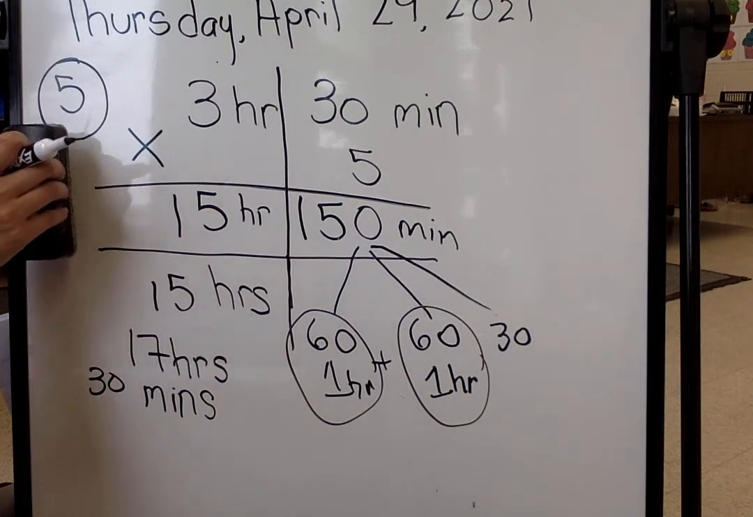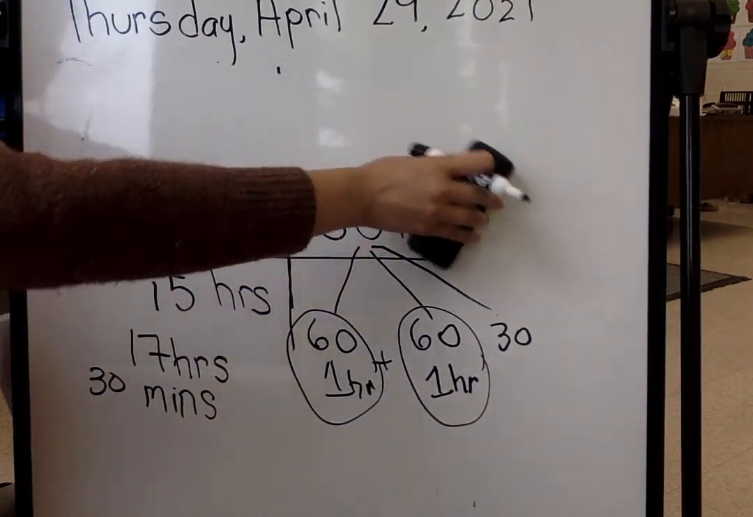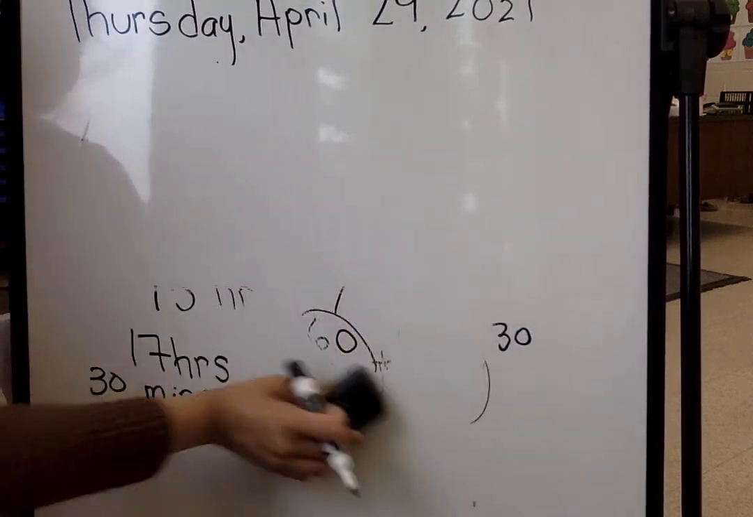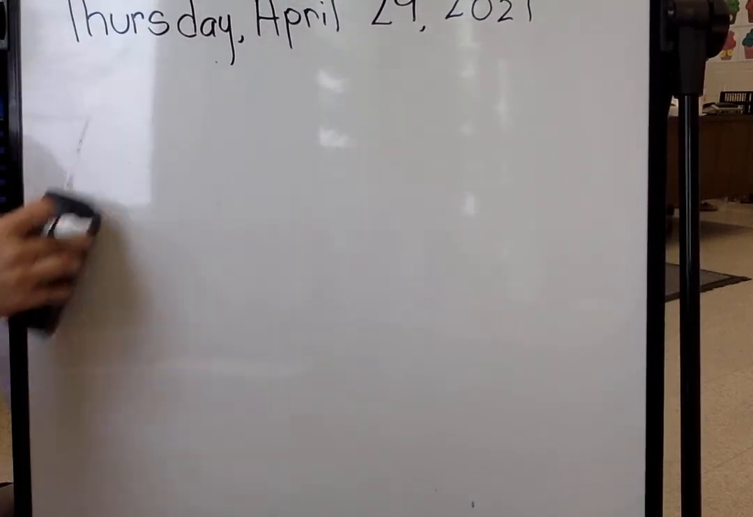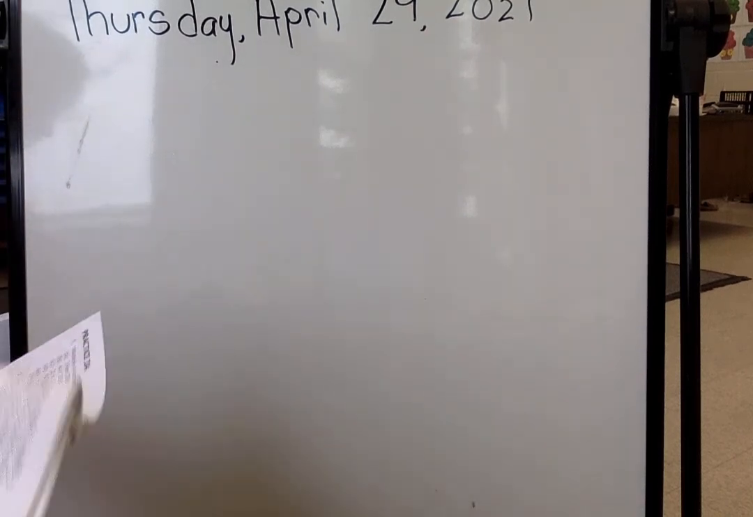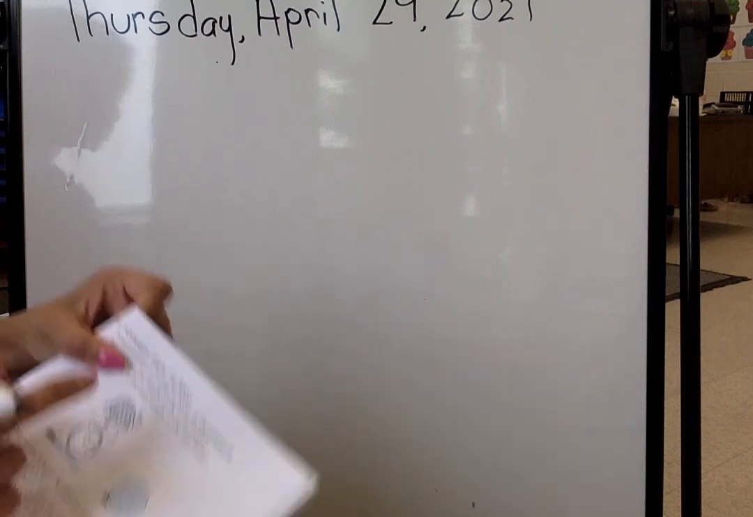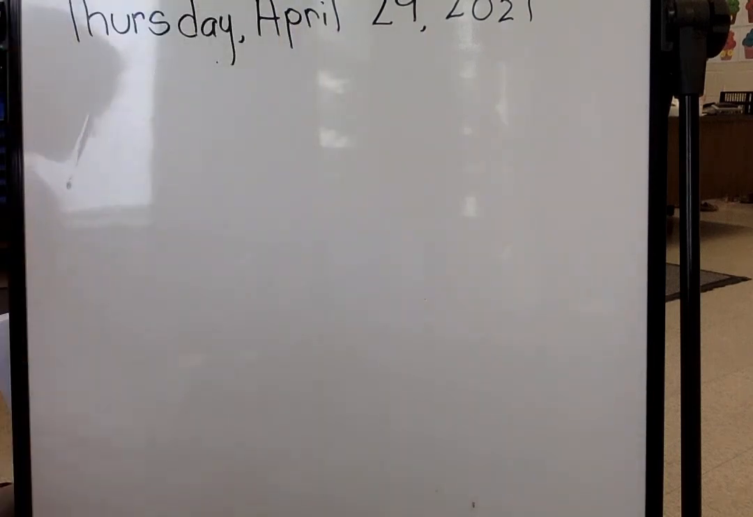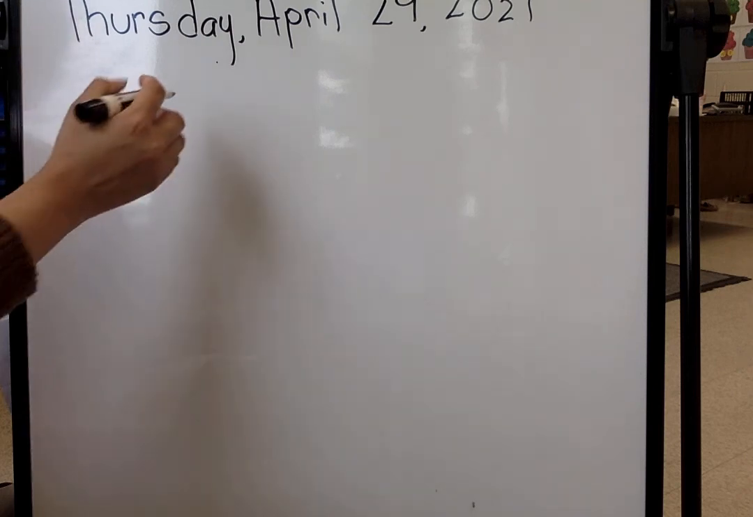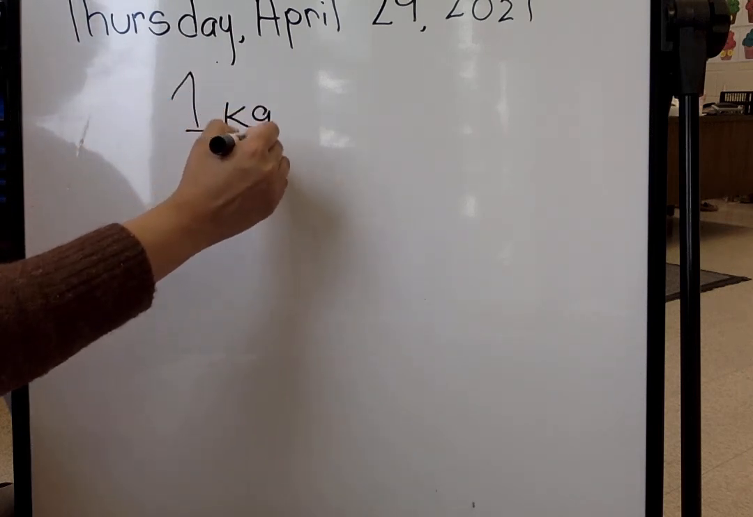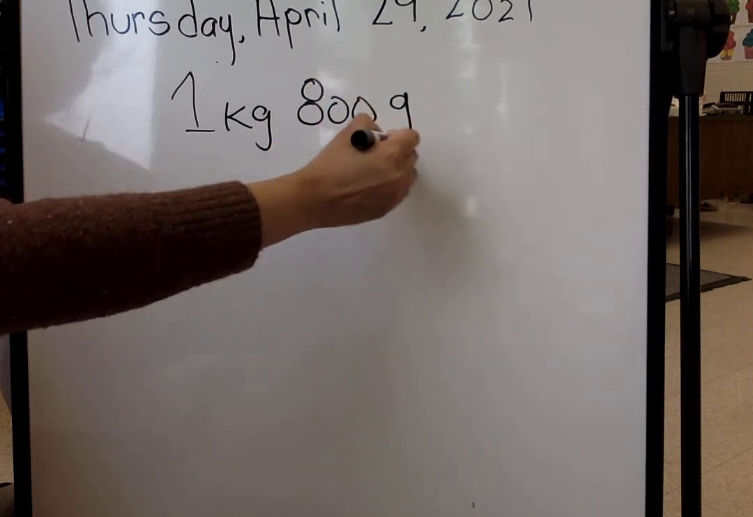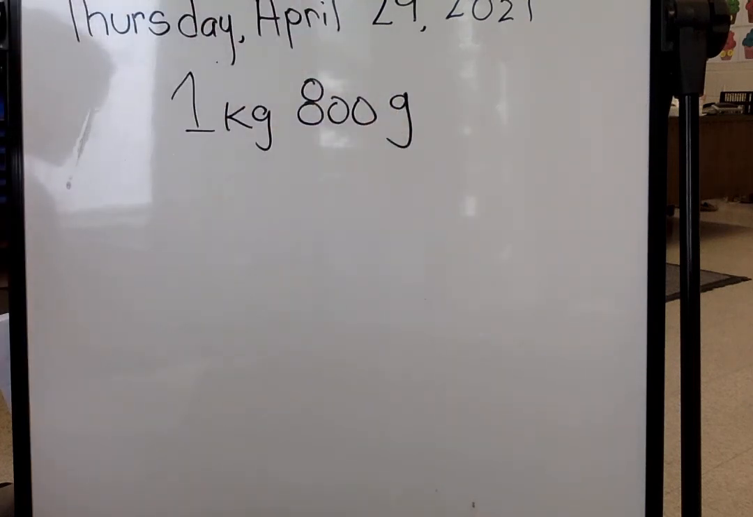Okay, so let's move on to question 6. It has 2 parts. It's on page 73. Question 6 says, a pineapple weighs 1 kg and 800 grams. So 1 kg and 800 grams. A watermelon is 3 times as heavy as the pineapple. Part A, what is the weight of the watermelon? Part B, what is the total weight of the 2 fruits, right?